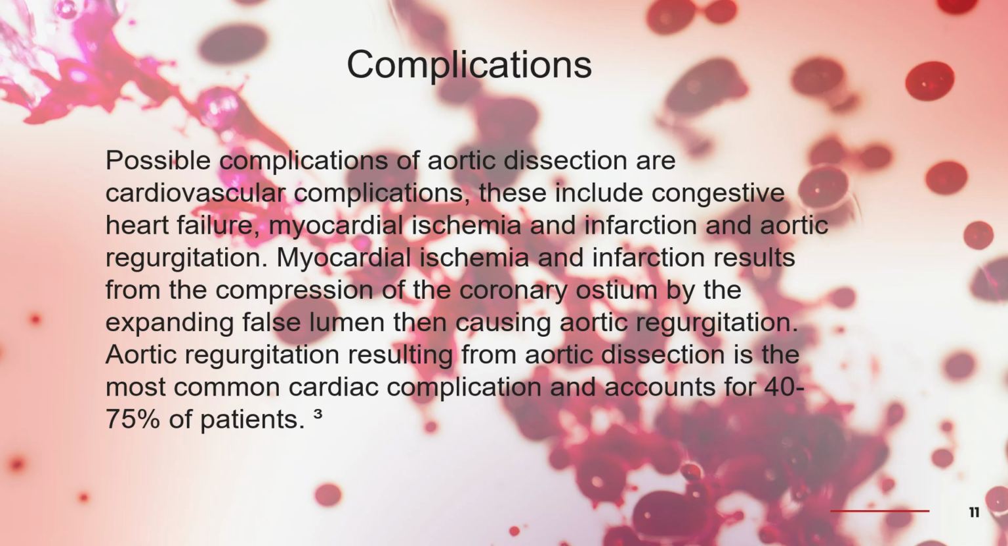Possible complications of aortic dissection are cardiovascular complications. These include congestive heart failure, myocardial ischemia and infarction, and aortic regurgitation. Myocardial ischemia and infarction result from the compression of the coronary ostium by the expanding false lumen, then causing aortic regurgitation. Aortic regurgitation resulting from aortic dissection is the most common cardiac complication and accounts for 40 to 75% of patients.